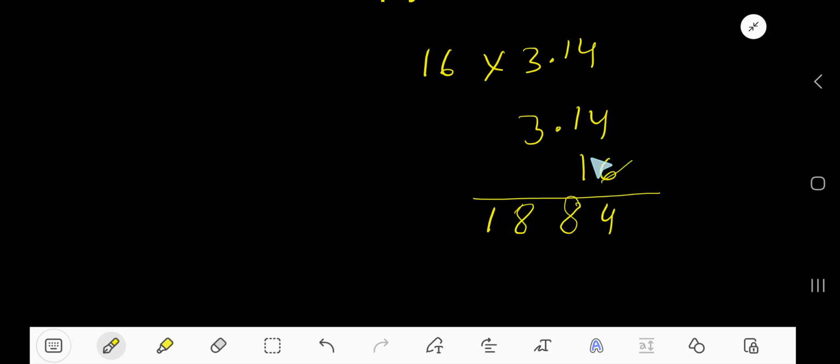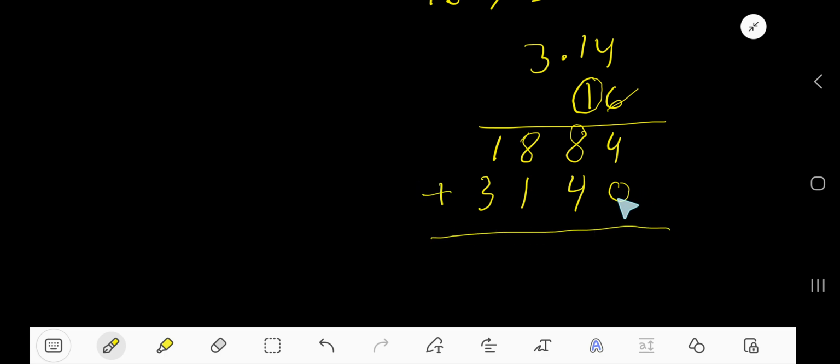Now work on 1. 1 times 4, 4. 1 is in the second column, so the product will come here. The first column will have a placeholder 0. 1 times 4, 4. 1 times 1, 1. 1 times 3, 3.